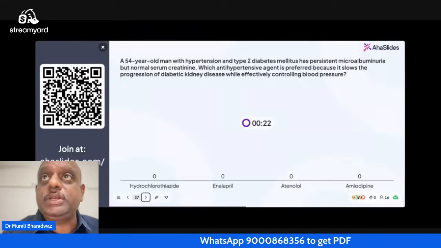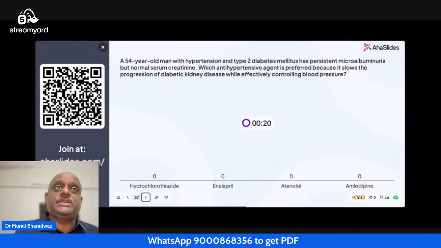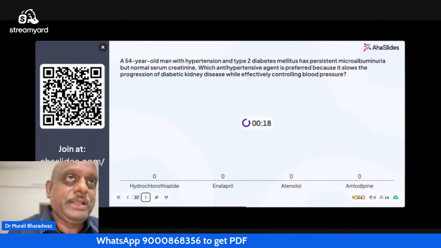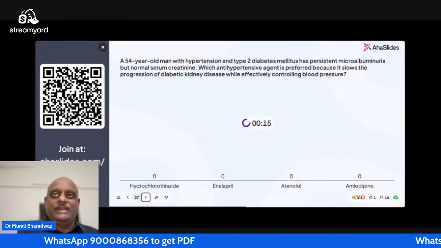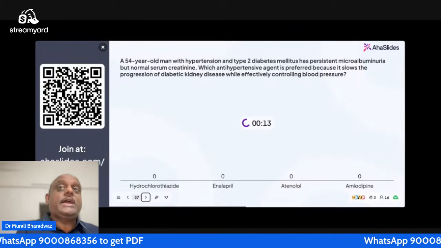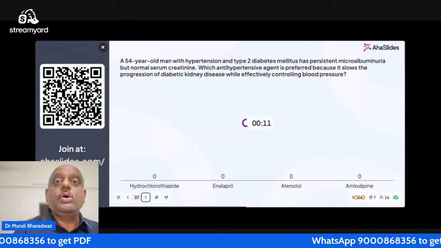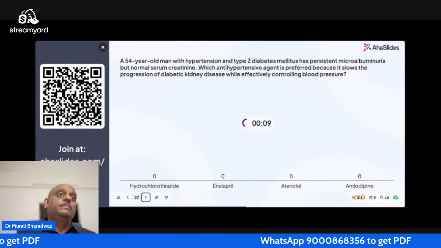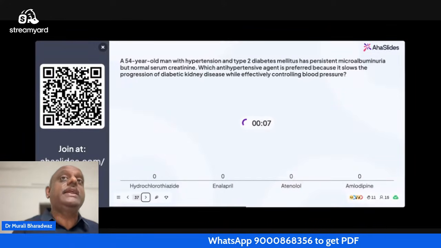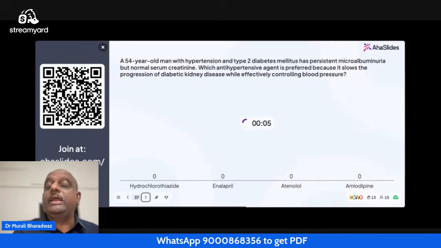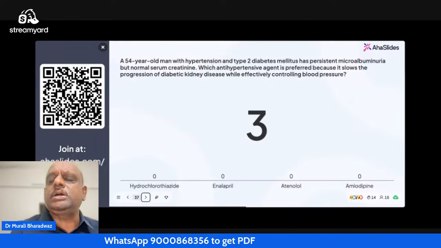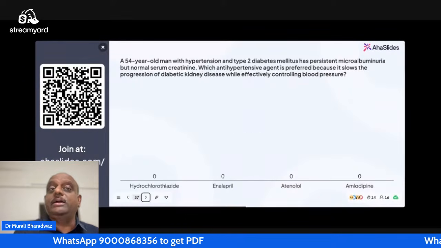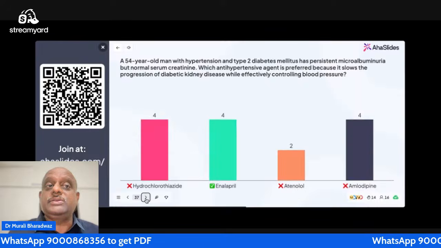54-year-old with hypertension, type 2 diabetes with persistent microalbuminuria, but normal serum creatinine. Which antihypertensive is known to slow the progression of the kidney disease while effectively controlling the blood pressure in the patients who are having type 2 diabetes?